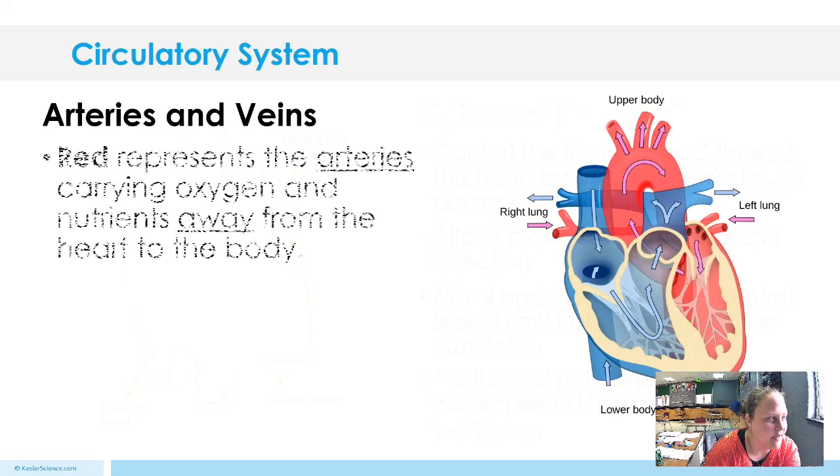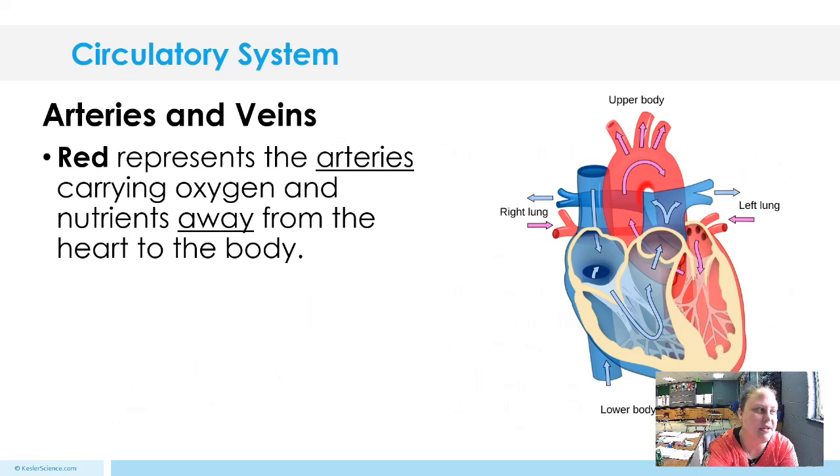So arteries and veins. Red represents the arteries carrying oxygen and nutrients away from the heart to the body. How I always thought of that is like our blood is red. A lot of people think it's blue, but it's not. They're like, oh, it's blue till it hits oxygen. No, it's always red because blood has oxygen already in it. So for the diagrams, when you see red, that's your oxygen-rich blood. That's the good blood going back to your body, so it's going away from the heart to the body.